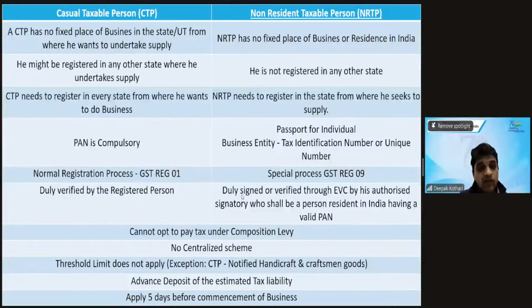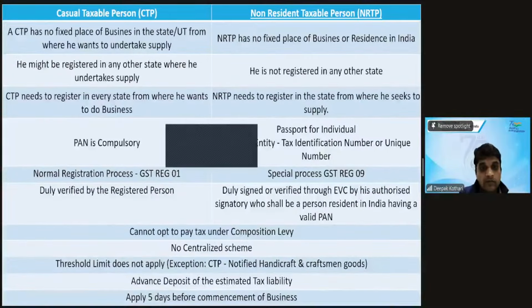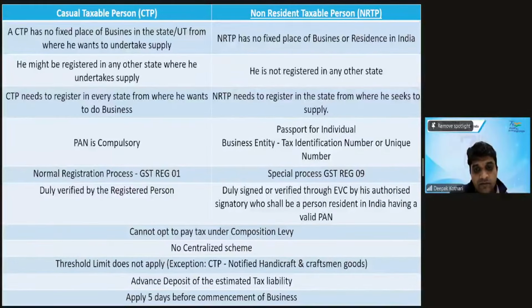Handicraft exempt, what is your question, Nagraja? E-way bill. Yes. I will show you that, slide 148.